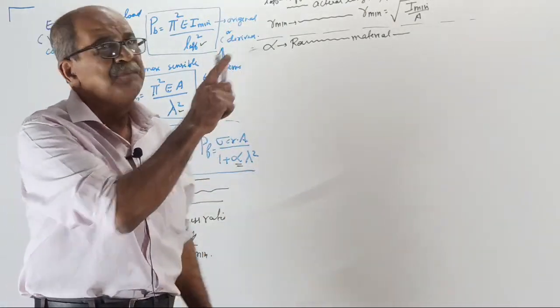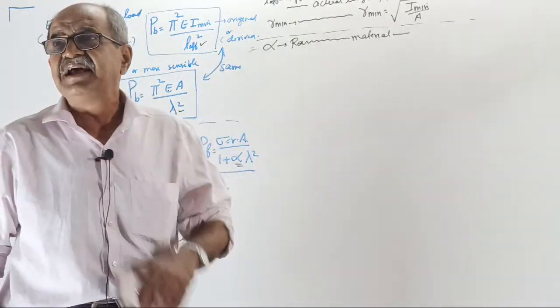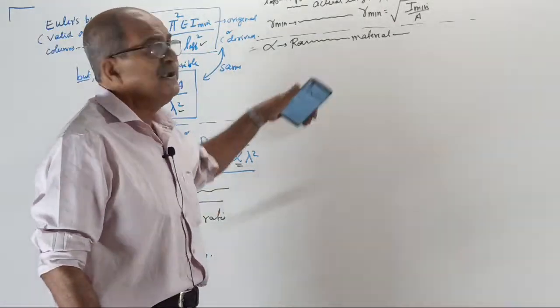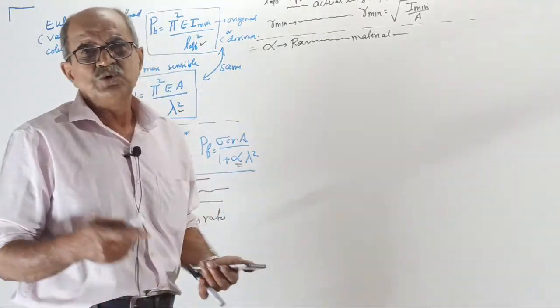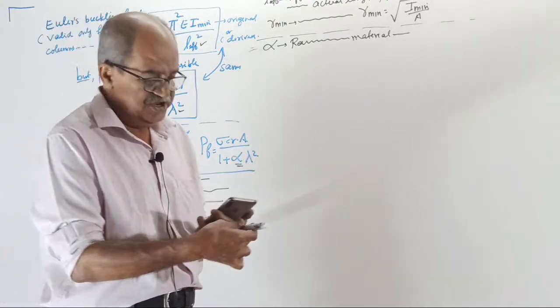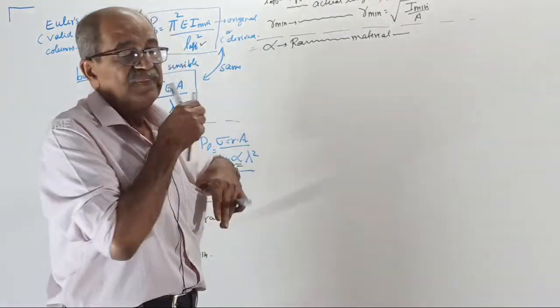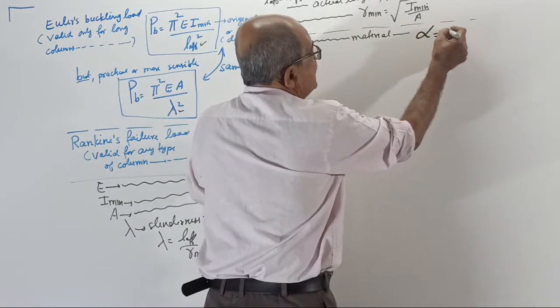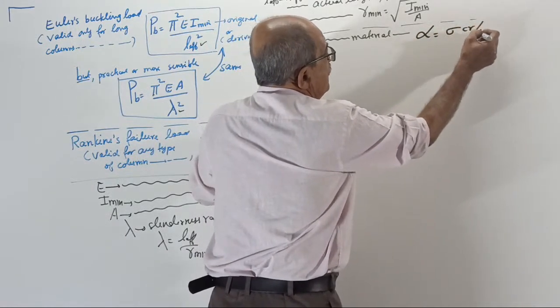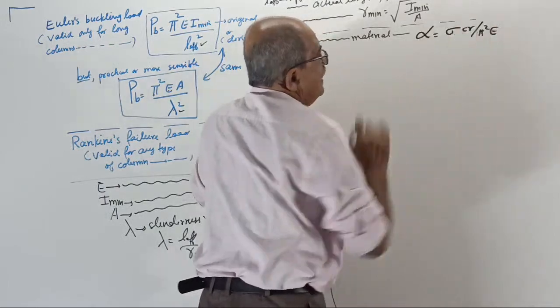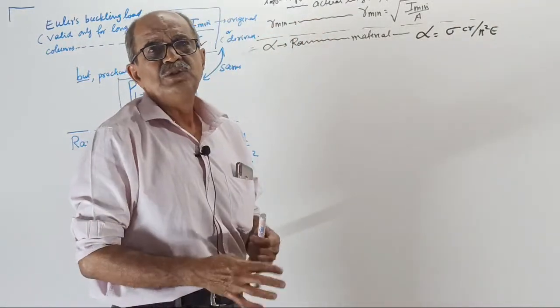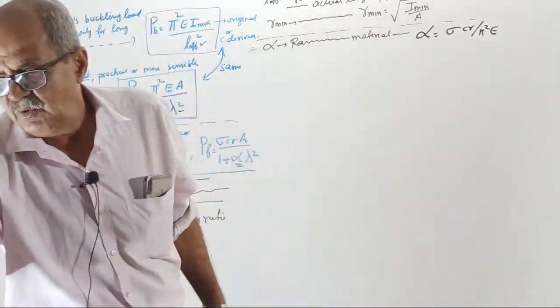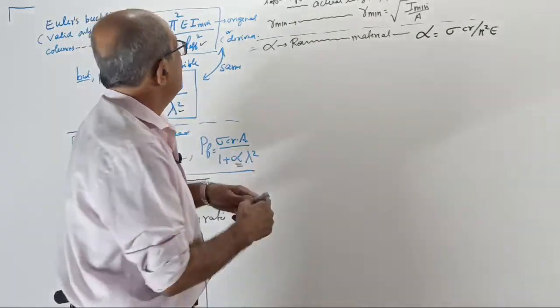You write alpha. Why are you mixing end conditions? It is a pure material constant. Those who come to my class follow my procedure. Okay. Now, alpha equal to sigma CR by pi square E. It is a pure material constant. No unit for that one. Okay. Now, everything is explained.